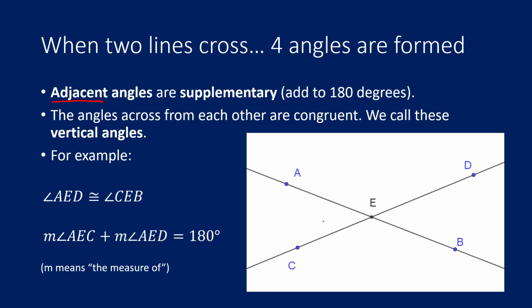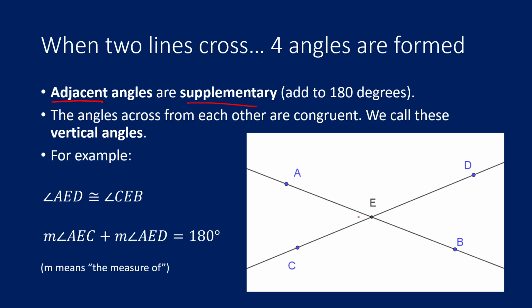And think about why that is, right? A straight line is 180 degrees. And so what's happening is just by cutting that in half, you're just getting two different angles, but the parts have to add back up to the whole thing. So adjacent angles are supplementary. You might want to write that down somewhere.